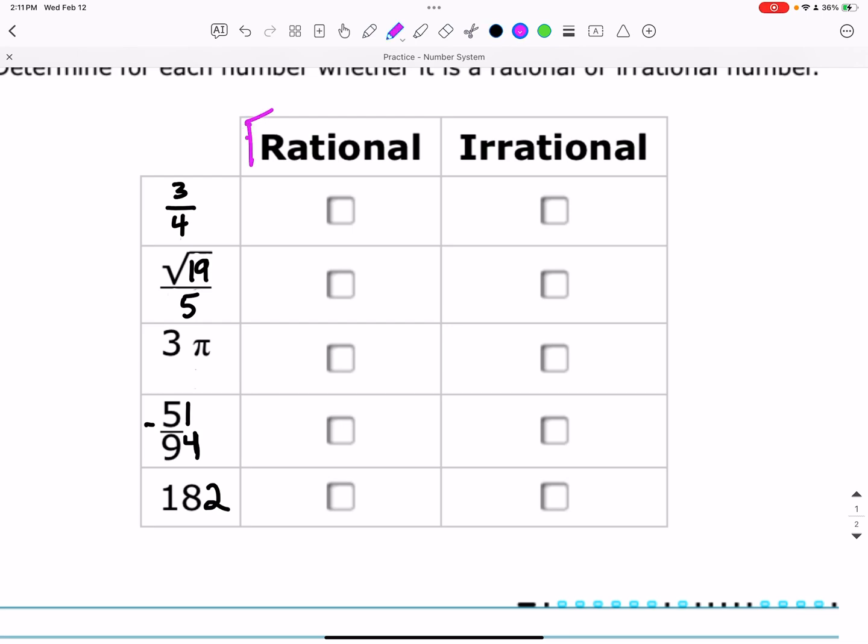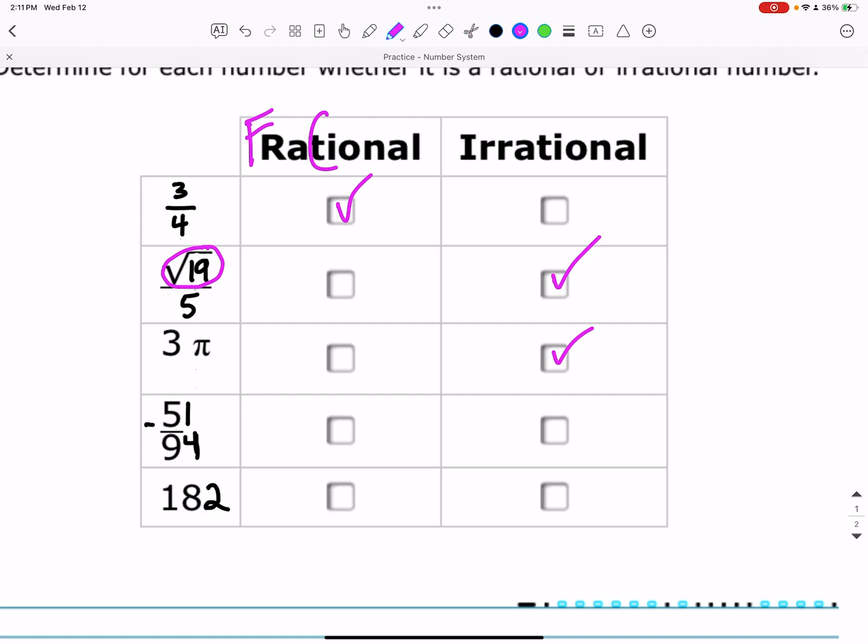All right, rational means fractional. So can you turn it into a fraction? 3/4, obviously, it's already a fraction. Square root of 19 is not a perfect number. So if any part of your fraction goes on forever, your whole fraction goes on forever. That's irrational. Pi goes on forever. Irrational.